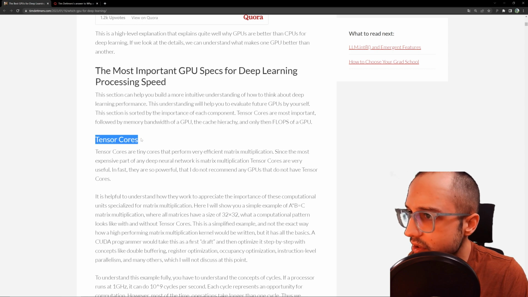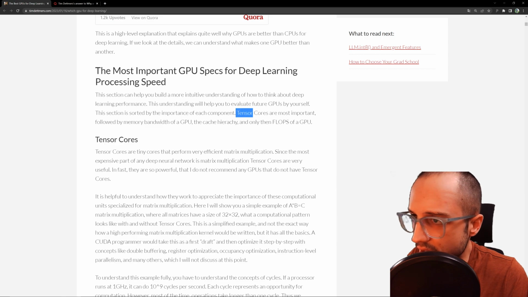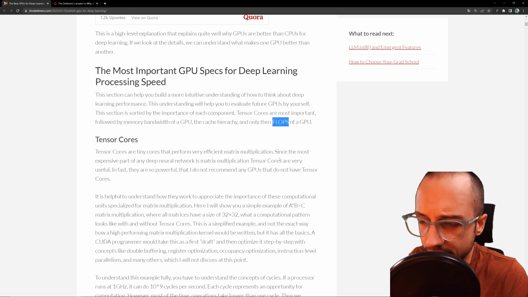Talks about tensor cores. Tim here says tensor cores are the most important, followed by memory bandwidth, cache hierarchy, and then the flops. Floating point operations per second. That's what flops mean.